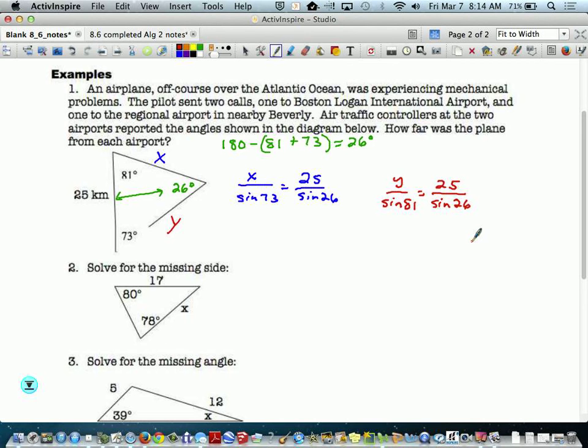What do you get for x? 54.5 kilometers. Y? 56.3. Are people agreeing with those two things? Yep. Okay.